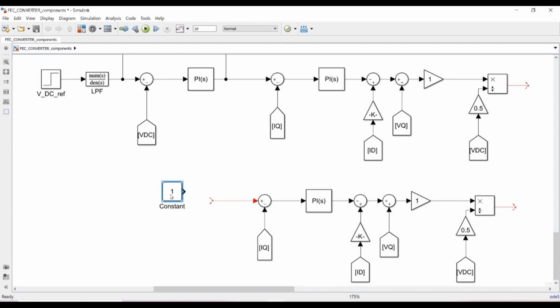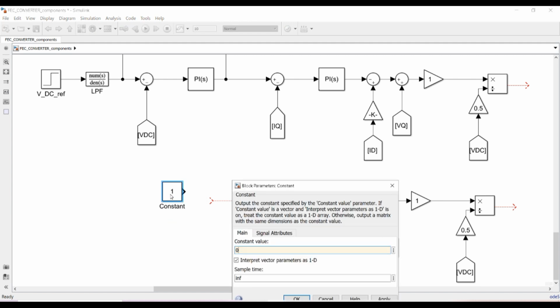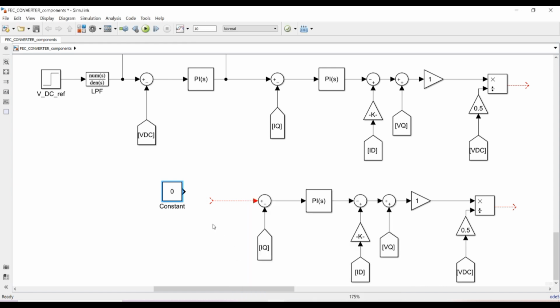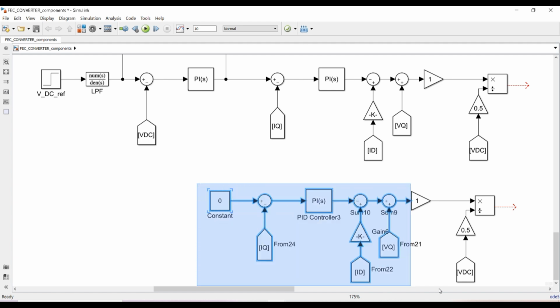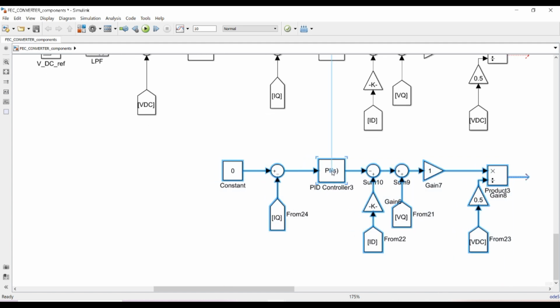So this is our D axis. We will put it 0. We will put it 0, and similarly now we will subtract ID. Now there is a PI controller. This is the D axis current controller.